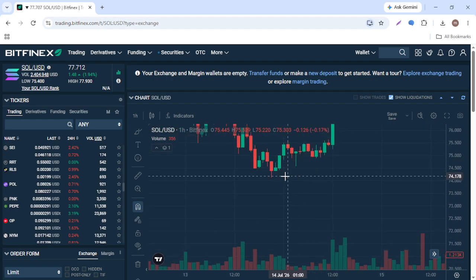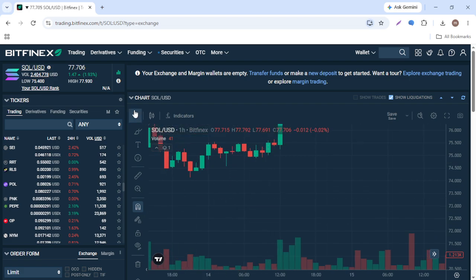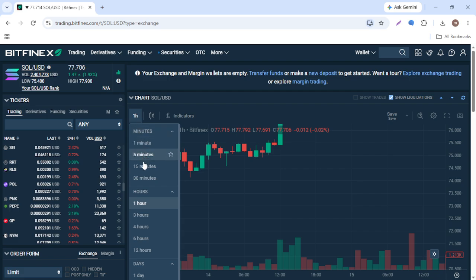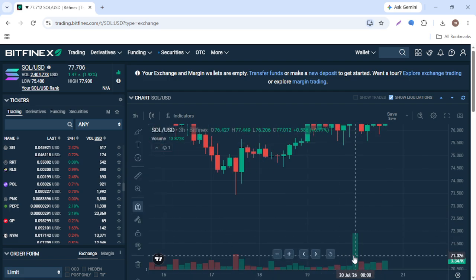For example, if you're viewing a 1-hour chart, each volume bar represents the total trading volume during that 1-hour period. If you switch to a different time frame, the volume bars will automatically adjust to match the new interval.